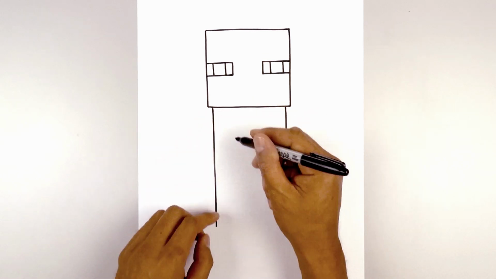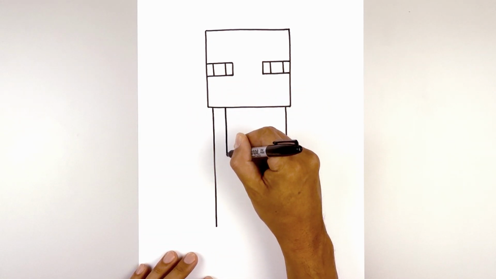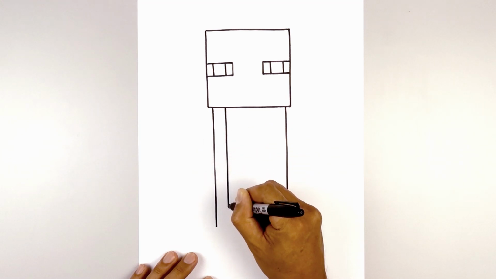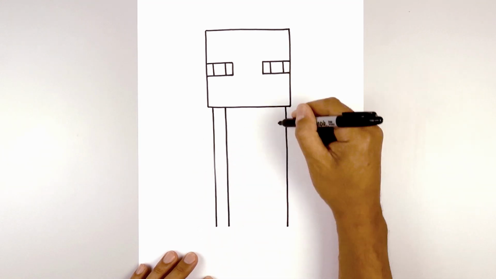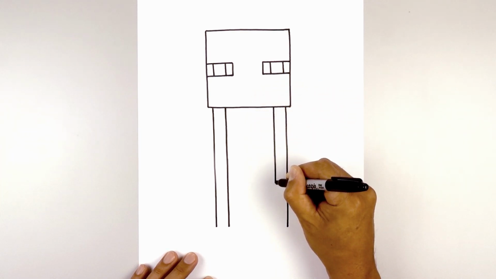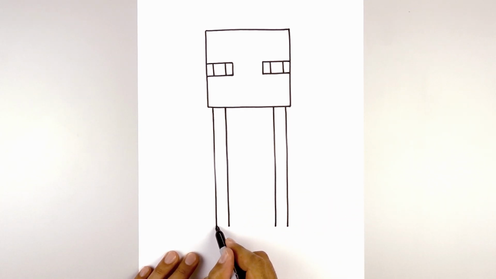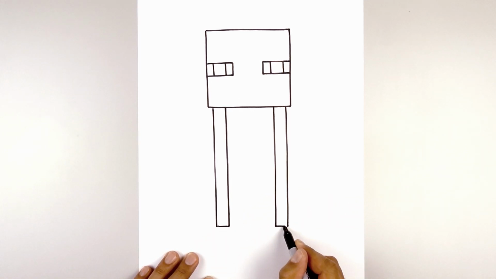Now we're going to draw the inside of the arm. I'm going to step in, draw that same length line coming down the inside of the arm, and do the same thing on the right. Now let's close off the bottom of the arm with a straight horizontal line.